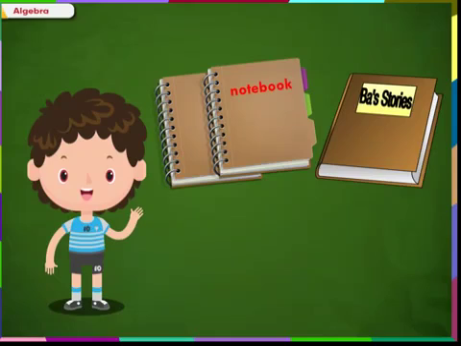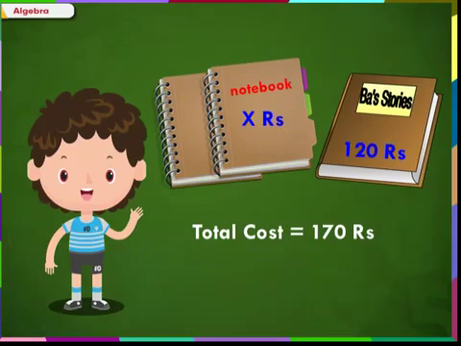We know that the cost of the notebook is rupees x and the cost of the storybook is rupees 120. The total cost of all the items is rupees 170, which Mohan paid to the shopkeeper. So, x plus 120 is equal to 170 is the required equation.